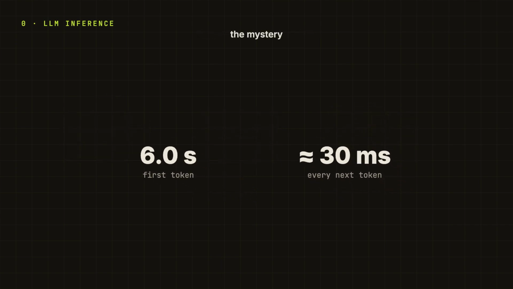So here is the small mystery. The first token took, let's say, 6 seconds, but token 50 came back in a few tens of milliseconds. Basically, instant next to the first one. Same request, same model, same GPU. So, why are these two different?